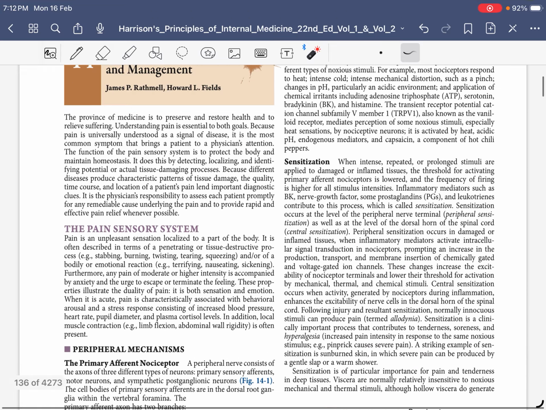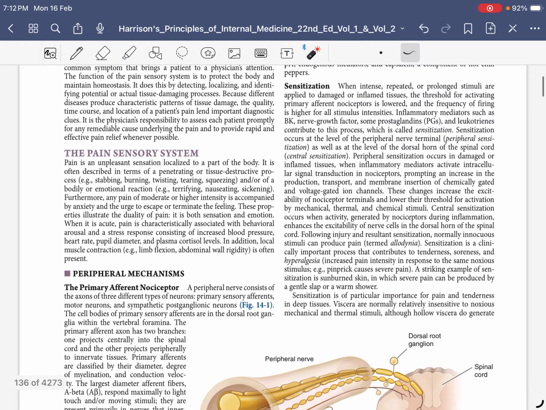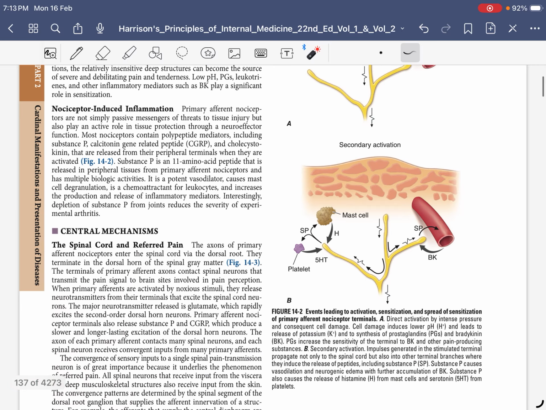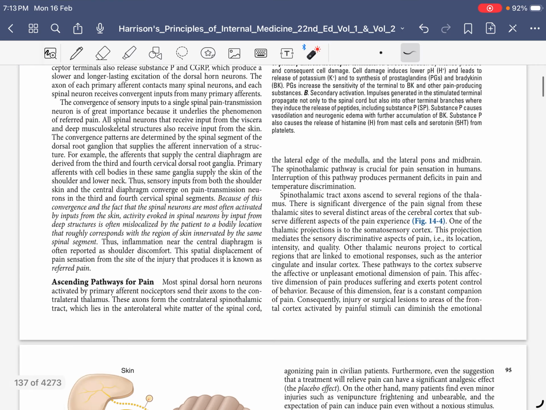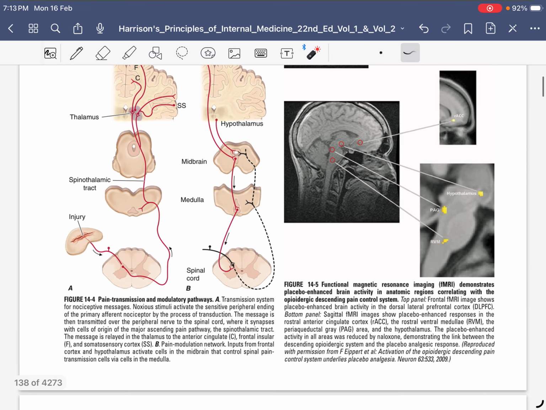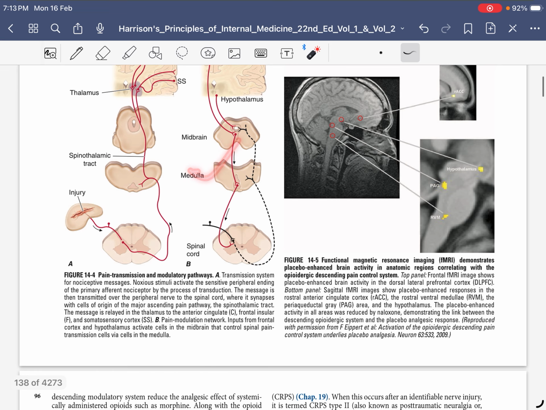तो ये आप देख सकते हो, ये पेन पैथोफिजियोलॉजी एंड मैनेजमेंट हमने पढ़ लिया कि इसमें पेरिफेरल मैकेनिज्म, पेन सेंसरी सिस्टम, सेंसिटाइजेशन किस तरीके से होता है, सेंट्रल मैकेनिज्म किस तरीके से होता है. तो यहाँ पर बहुत सारा, functional magnetic resonance imaging demonstrates placebo enhanced brain activity in anatomic regions correlating with the opioidergic descending pain control system. ये डायग्राम को हमने जानबूझ करके छोड़ा था.